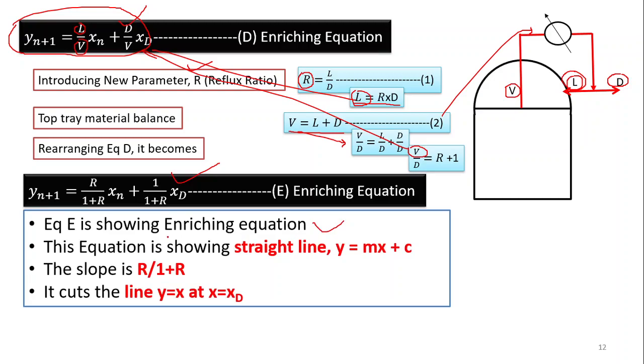The second thing: this equation is a straight line equation. As we know, a straight line equation is y equals mx plus c, where m is the slope and c is the intercept. If you compare the equation with this format, you can find that the slope value will be this one, R upon 1 plus R, and this will be the c value.